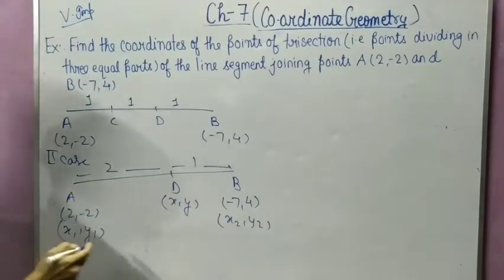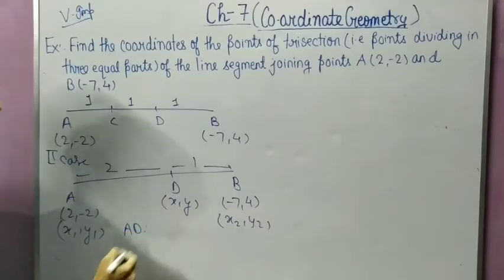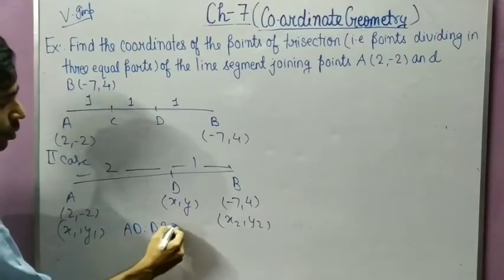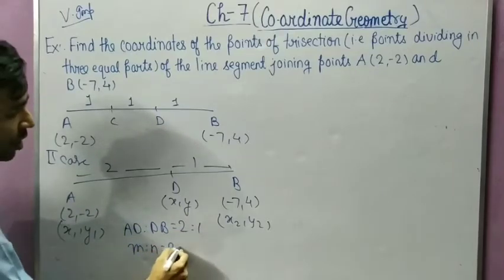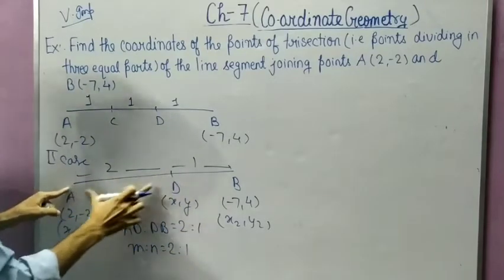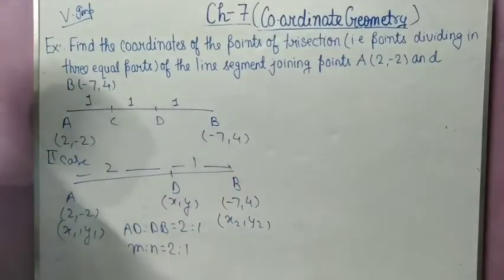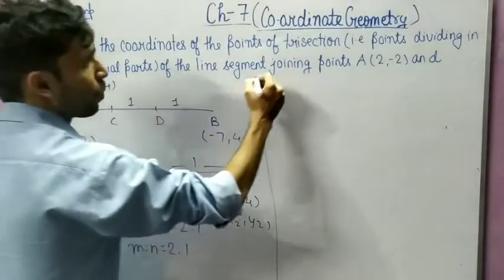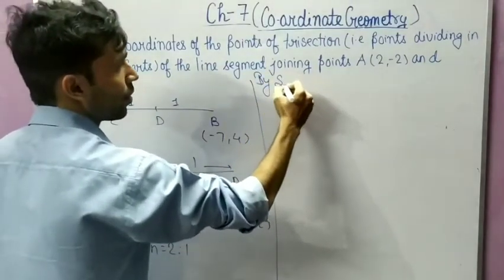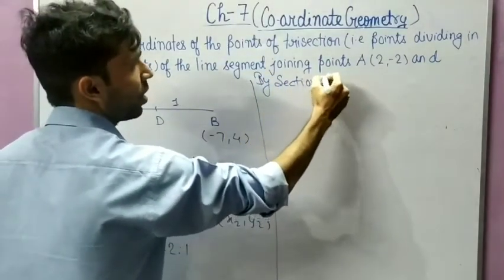ठीक है. So in this case AD ratio DB is 2:1 ना, or we can say m ratio n equal to 2:1. यहाँ से यहाँ तक m होता है और ये वाला पार्ट n होता है तो m ratio n 2:1. So again we can apply section formula.